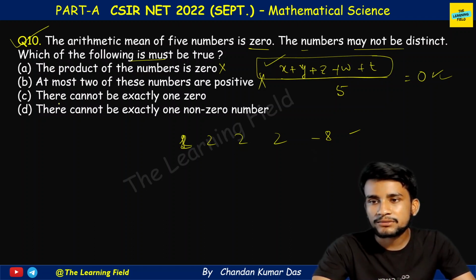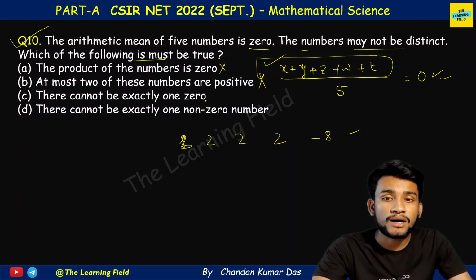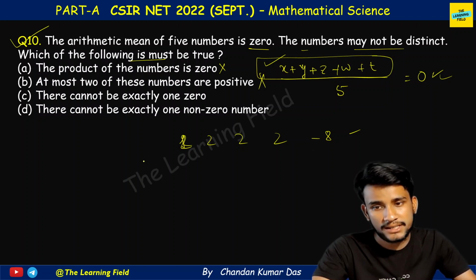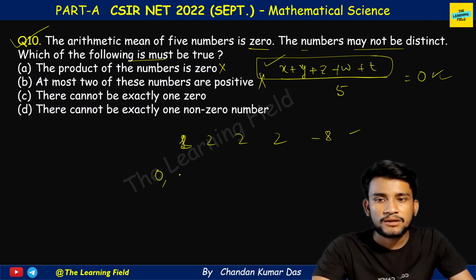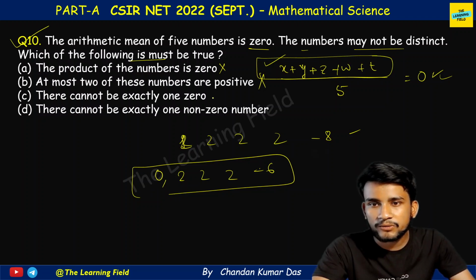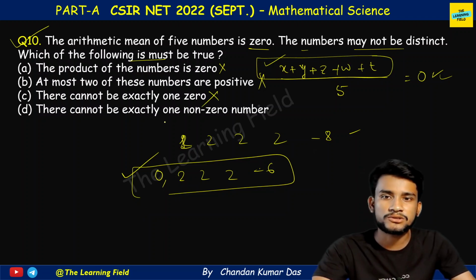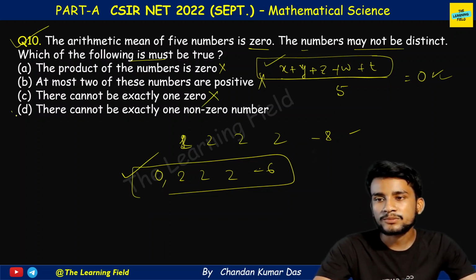Okay, the next one says that there cannot be exactly 1 zero. The converse of this would be, there can be exactly 1 zero. Yes, there can be exactly 1 zero. Suppose these are 2, 2, 2 and minus 6. If we take this example, it says there cannot be exactly 1 zero, but we take 1 zero and this also satisfies the given condition. Therefore this is also not the correct option. Okay, therefore the correct option is option D.